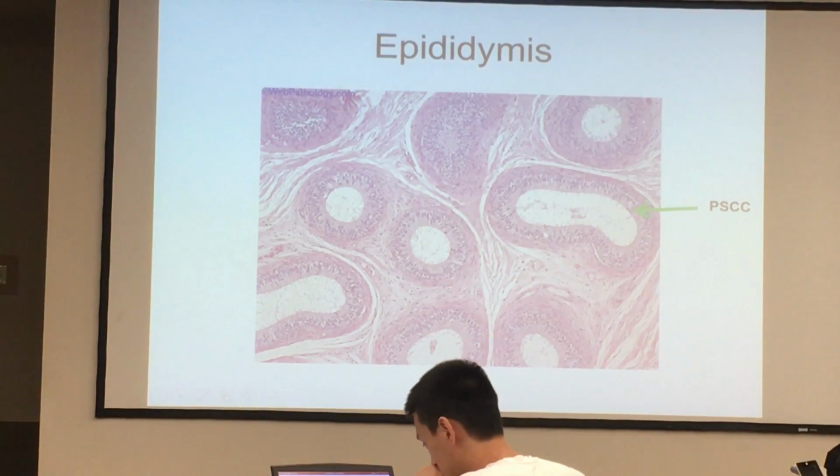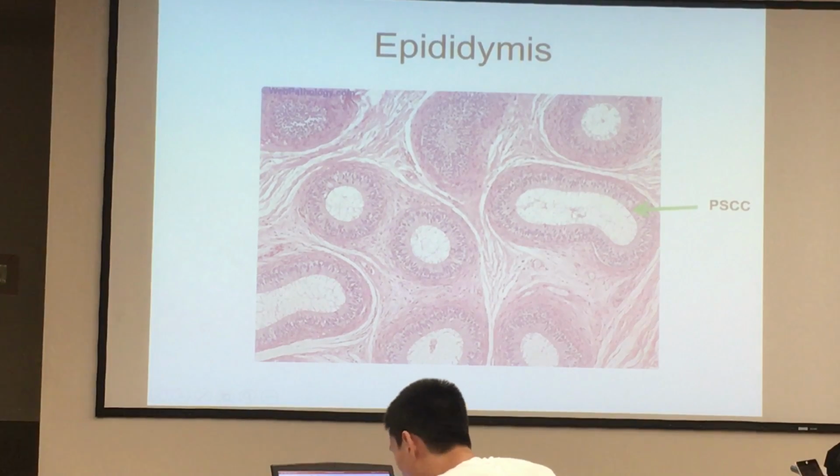It looks like many cells, actually only one layer of cells, PSCC. And look at the stereocilia here, very long. Okay, the center part is sperm.